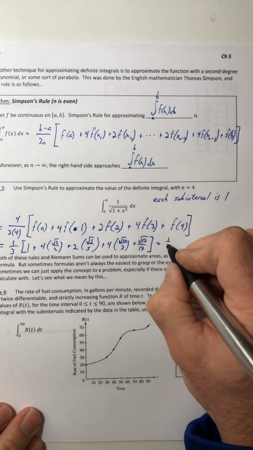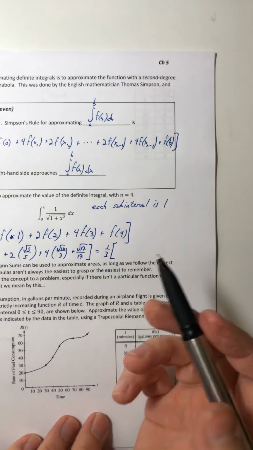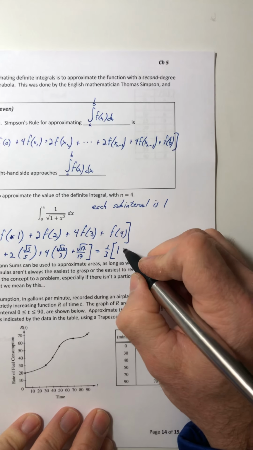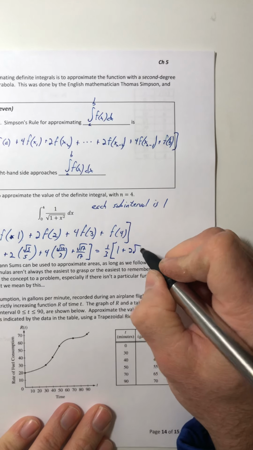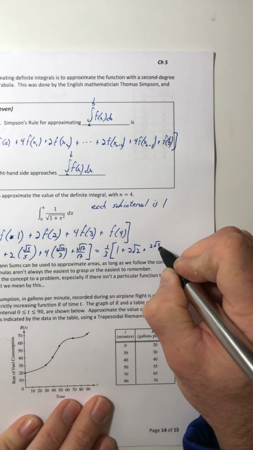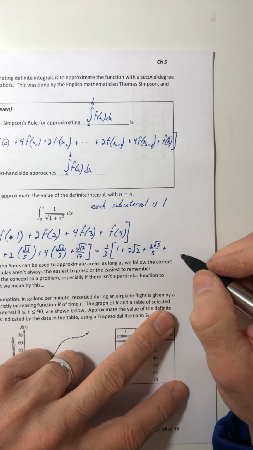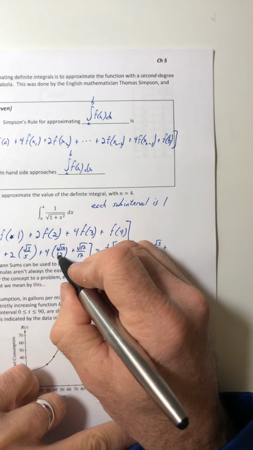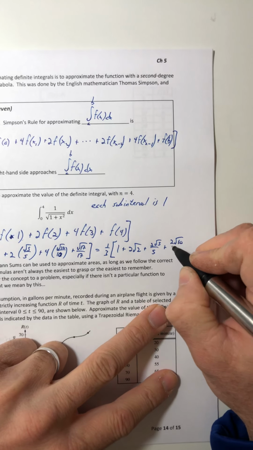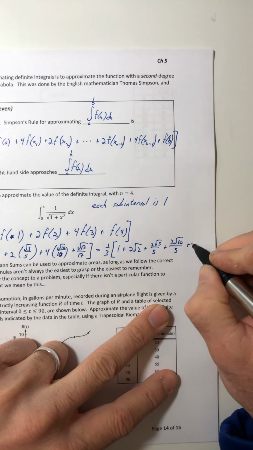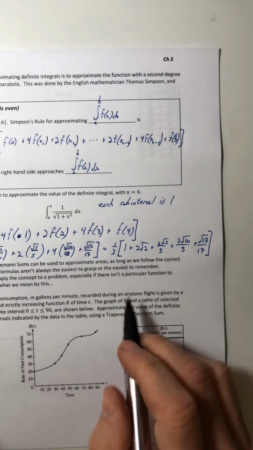And we're not using calculators, so just simplify what you can simplify and leave them with radicals and fractions. So 1 plus 2 root 2 plus 2 root 5 over 5. Oops, that should have been a 10 down there. Plus 2 root 10 over 5 plus root 17 over 17. And just leave it like that.